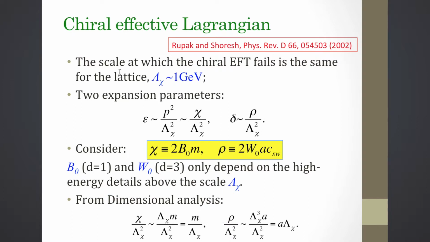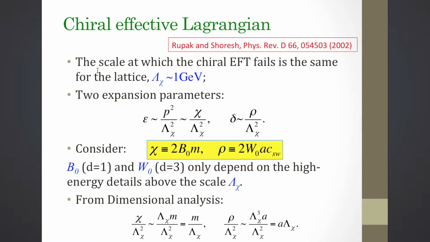So how does the chiral effective Lagrangian expand? The scale at which the chiral effective Lagrangian fails is the same for the lattice. That is about 1 GeV, the baryon mass. For WChPT, we should have two expansion parameters. The first is defined as epsilon, which is of the order of p squared over lambda squared, or chi over lambda squared. The other expansion parameter is delta, which is of the order of rho over lambda squared.